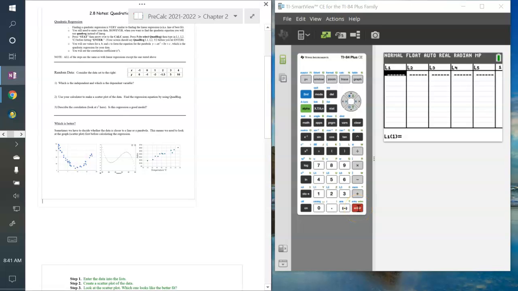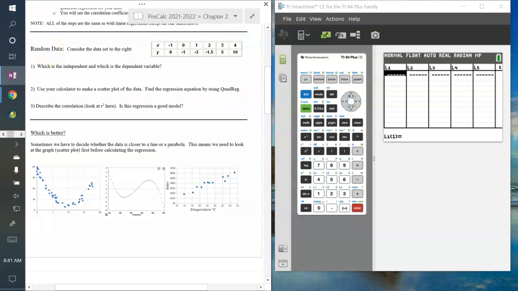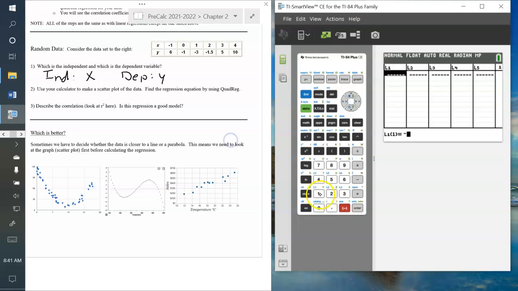All right, the first thing we have is just some random data. And we need to decide who is the independent variable and who is the dependent variable. In general, x is going to be your independent, so your independent is x, and your dependent is going to be y. So when I make the scatter plot, I'm going to put the x in L1 and the y in L2. So I'm going to go ahead and enter my data.